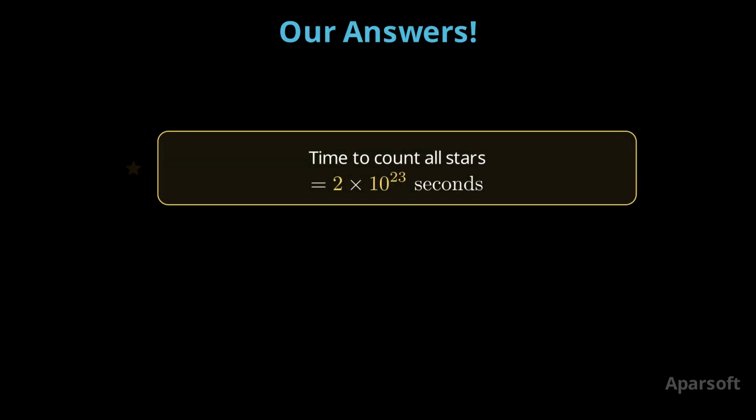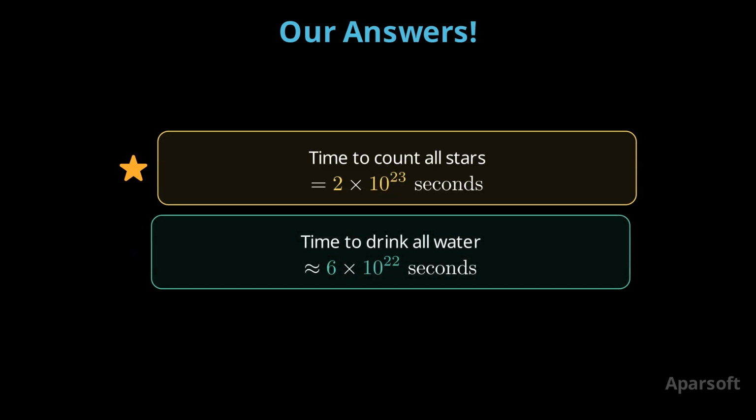And here are our answers. It would take 2 times 10 to the 23 seconds to count every star, and approximately 6 times 10 to the 22 seconds to drink all the water on Earth. These numbers are so enormous that they are beyond human comprehension. That is the power of scientific notation at work.